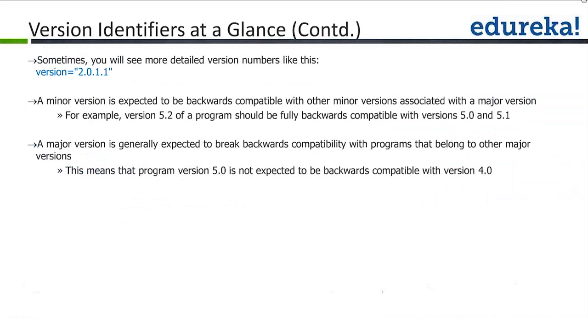Sometimes you will see a more detailed version like this, 2.0.1.1. I just don't want to skip this concept. These could be in real-life products. Even this can answer what one of the people was asking earlier, whether we can have examples. So when we see these complicated versioning terminologies like 2.0, 0.1, 1.2, what does this mean?